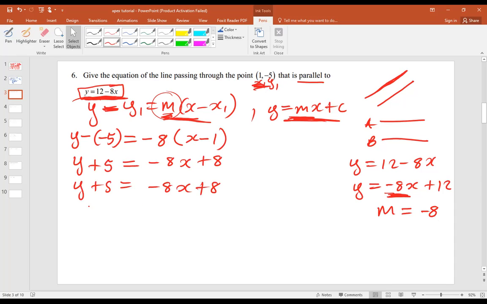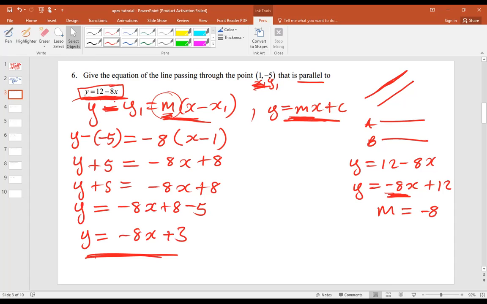So we take this 5 to the other side of the equal sign. We're going to have y is equal to -8x plus 8, then -5. So we say y is equal to -8x, then 8 minus 5, the answer is simply +3. So this is the equation they are looking for. This is the equation which is parallel to this equation that we've been given.